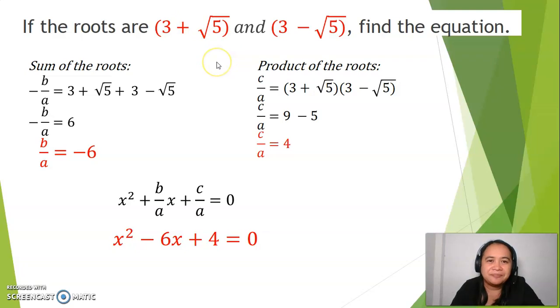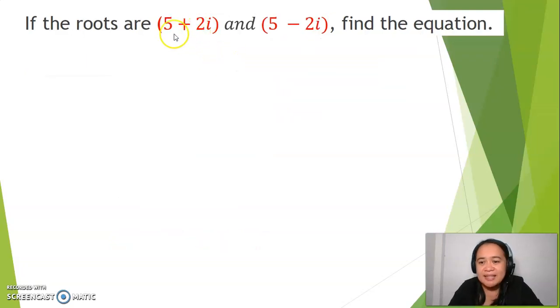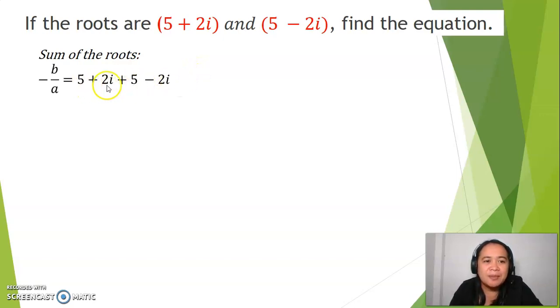Another example. In this case, the roots are 5 plus 2i, and the other one is 5 minus 2i. Now to do this, let's find the sum of the roots, which is 5 plus 2i and 5 minus 2i. In this case, we can cancel 2i and negative 2i. So therefore, 5 plus 5 is 10. Our b over a is negative 10.